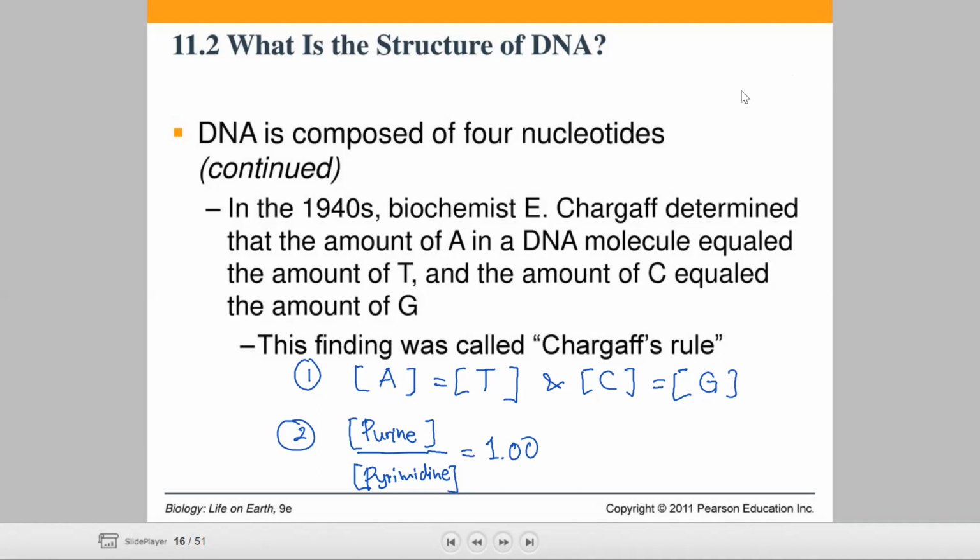So purine is A and G. And then pyrimidine is C plus T.